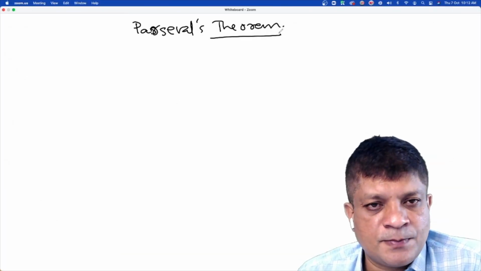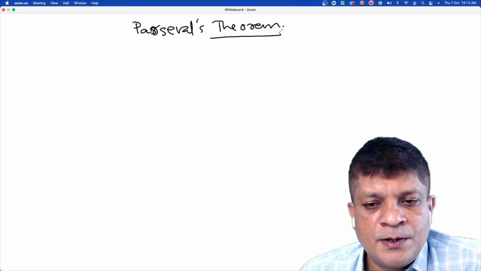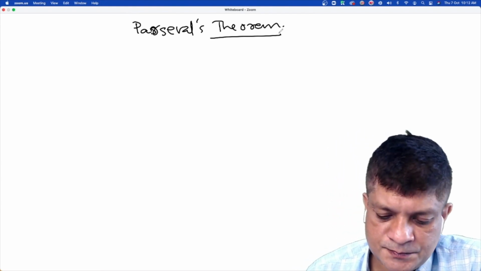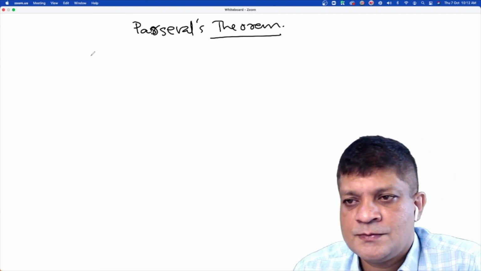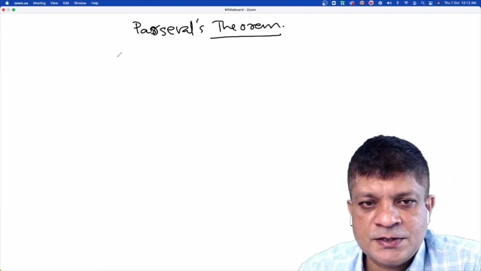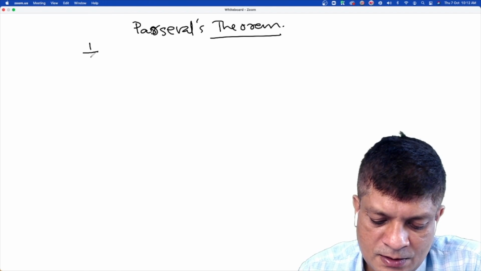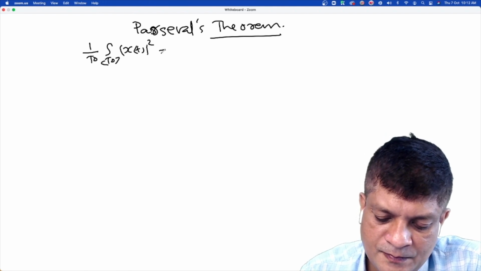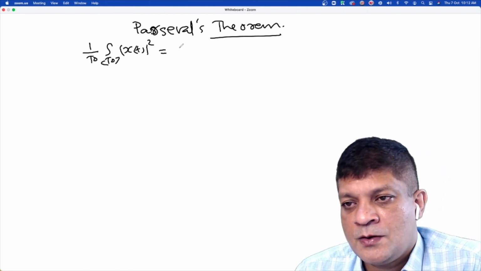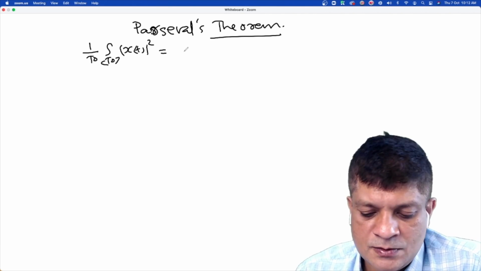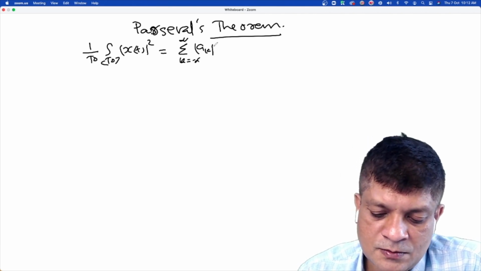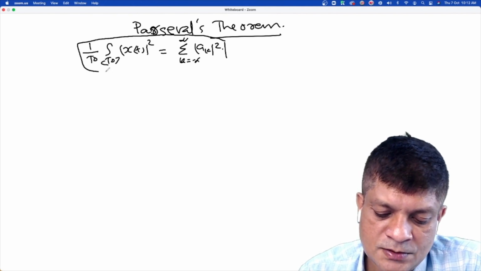Discussed the Parseval's theorem for periodic signals. Can you tell me what is Parseval's theorem for periodic signals? If x(t) is a periodic signal, the average power of the signal is equal to what? The summation of the average power of all the components. It is |a_k|^2, isn't it? This is the Parseval's theorem.